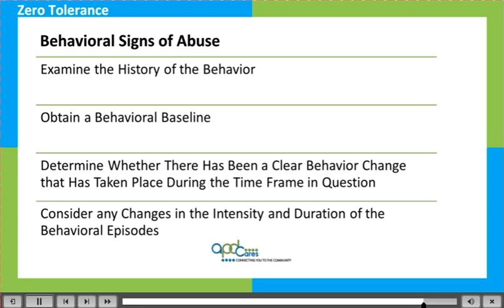When assessing the individual's behavior, it is important to take the following steps. Examine the history of the behavior. Obtain a behavioral baseline. Determine whether there has been a clear behavior change that has taken place during the time frame in question. Consider any changes in the intensity and duration of the behavioral episodes. Turn to page 55 in the Participant's Guide.